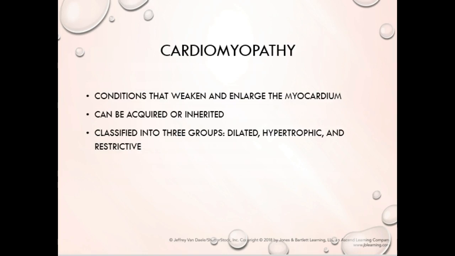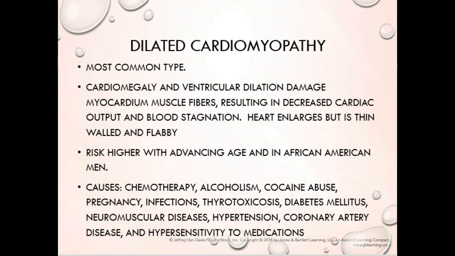Cardiomyopathy are things that will weaken that myocardium or that heart muscle. It can be acquired or inherited, and it's grouped into dilated, hypertrophic, and restrictive. Dilated is the most common type. This is when we get a large, flabby heart. And the heart may be enlarged, and we think, ooh, that's good, we have more heart muscle. It's gotten stretched out, so it doesn't function as it would in a normal heart. You're going to have a decrease in cardiac output, and you can have blood stagnation into that heart itself. If you get blood stagnation into the heart, you can actually form clots.